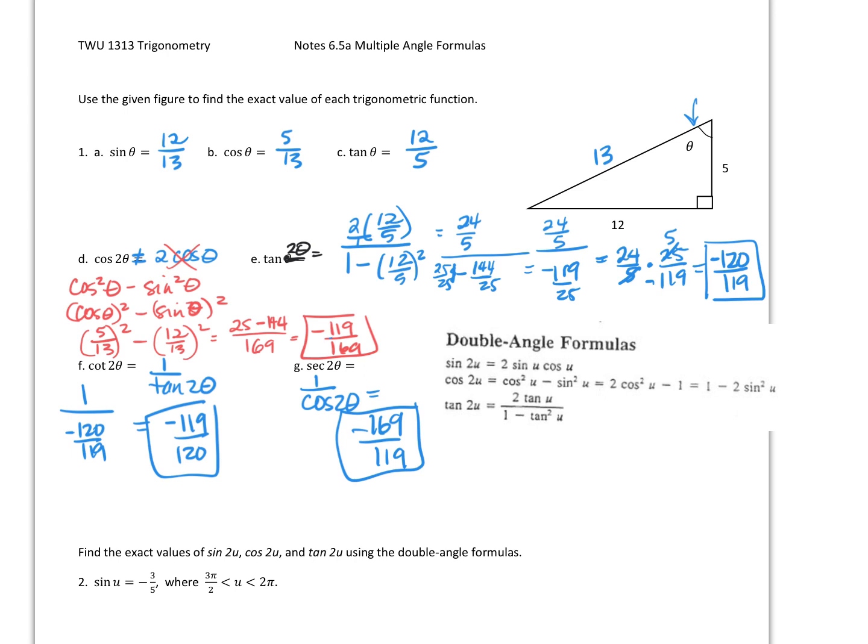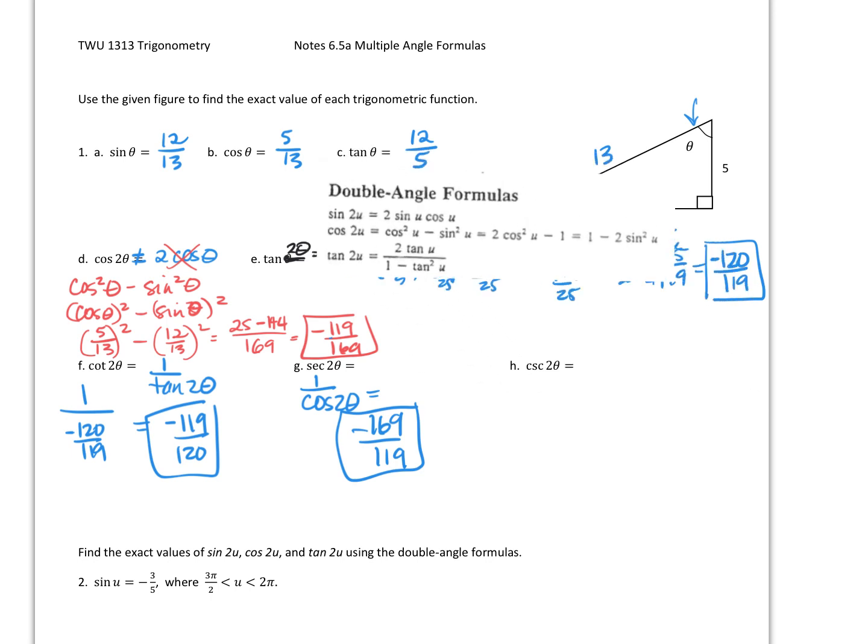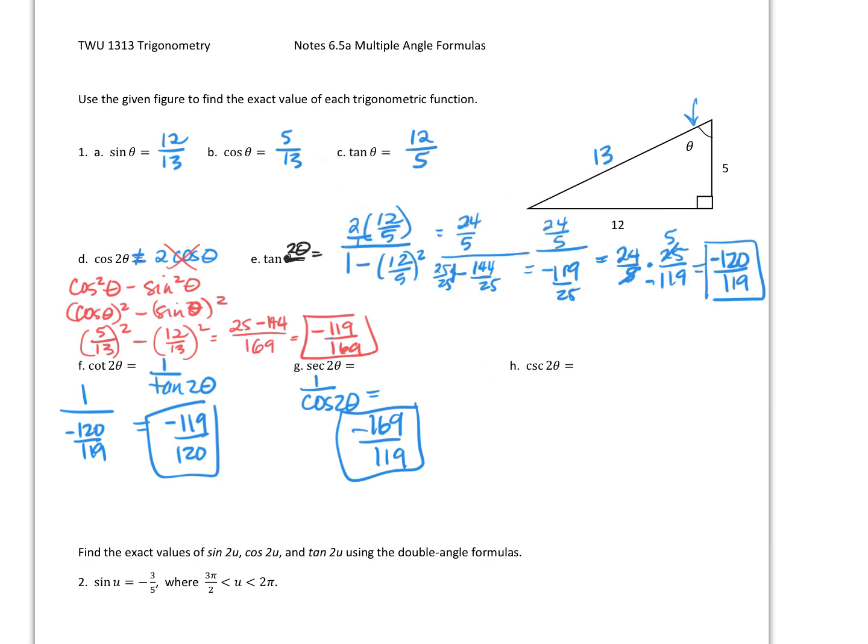Let's move this little guy and see what's behind it. All right, cosecant of 2 theta. Well, kind of already done this too, right? This is 1 over the sine of 2 theta. So what was the sine of 2 theta? Well, we found that. We didn't find that, did we? So let's use our chart again.